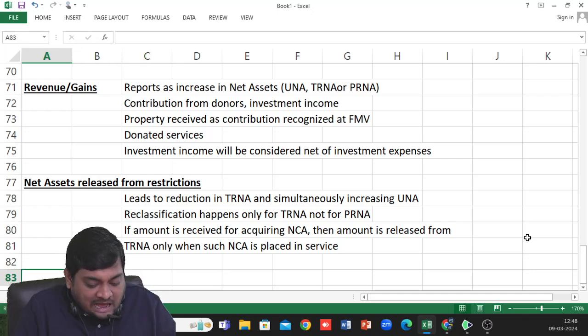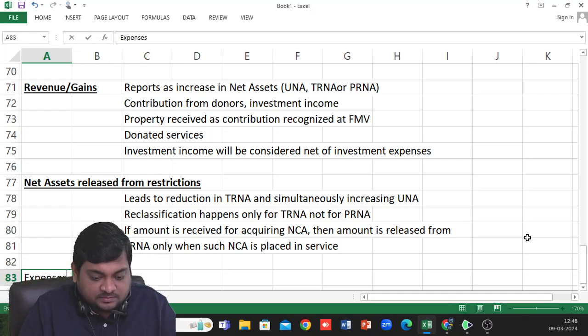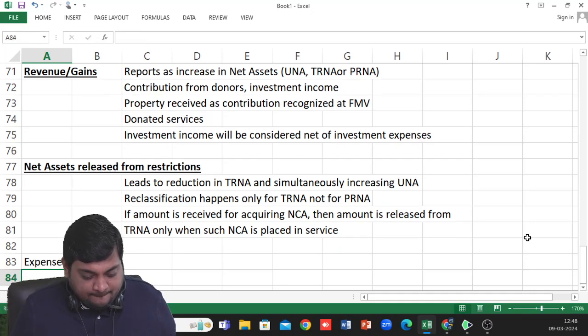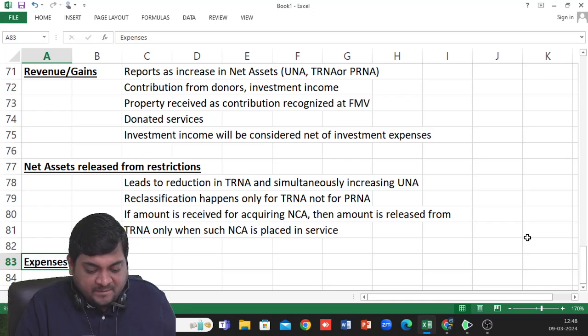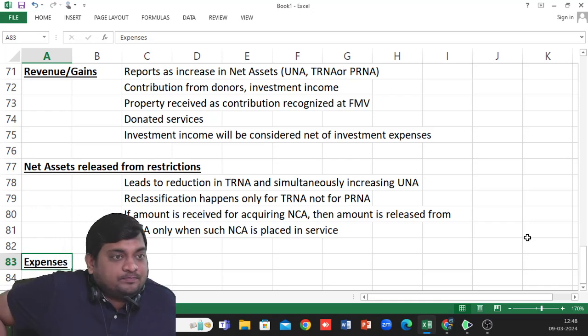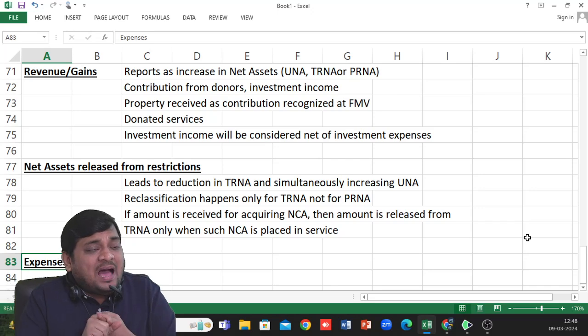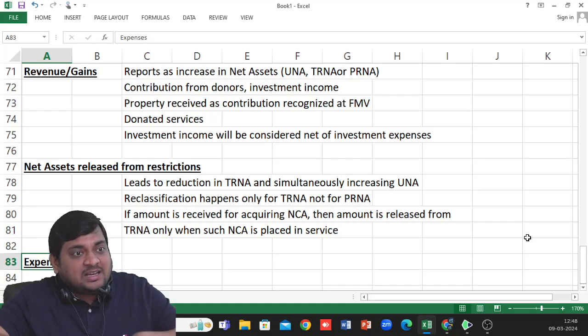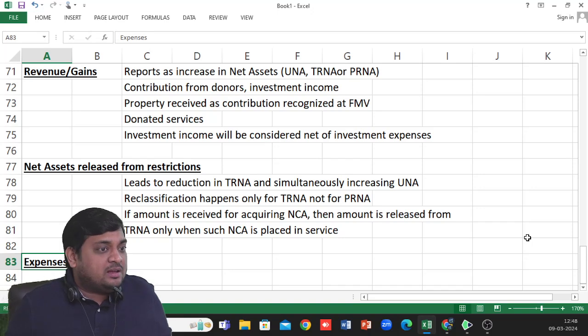Now, last but not the least, when I talk about expenses, remember one thing, PRNA can never be spent. I have already told you. It can only be invested, and investment income can be either TRNA or UNA.